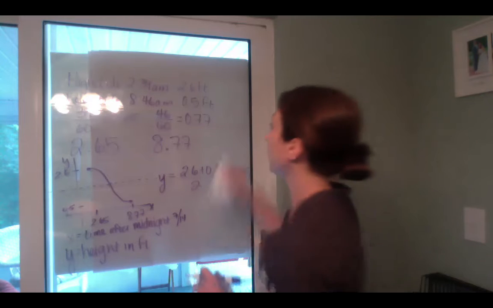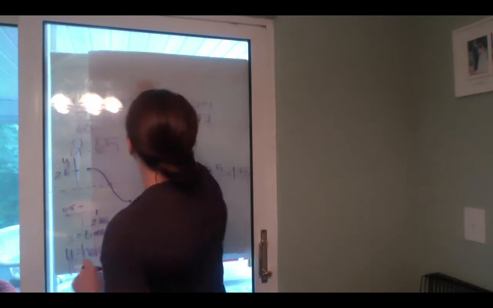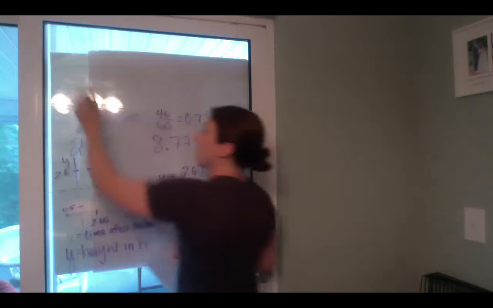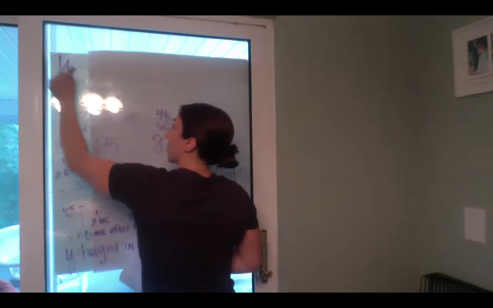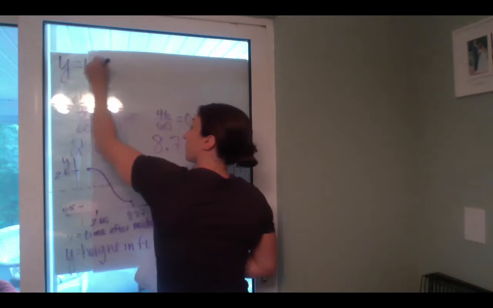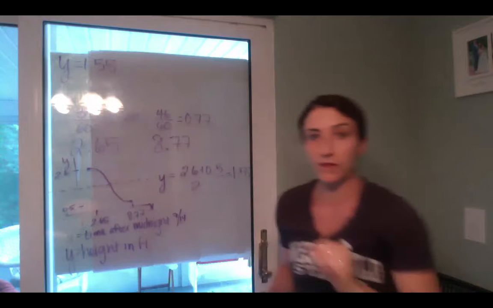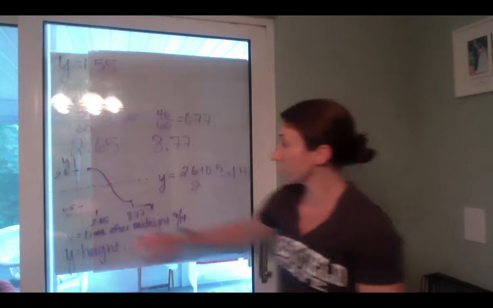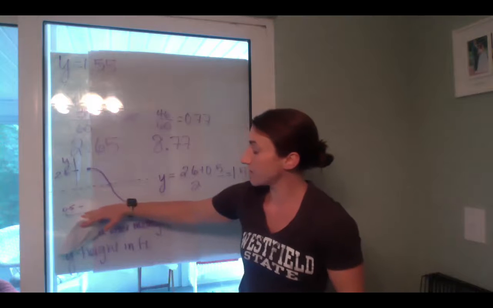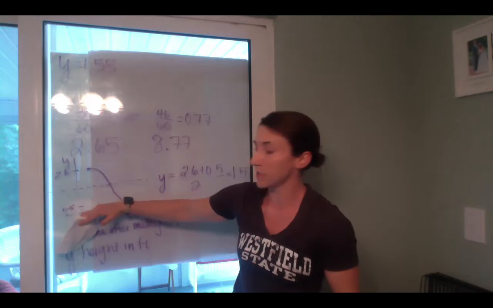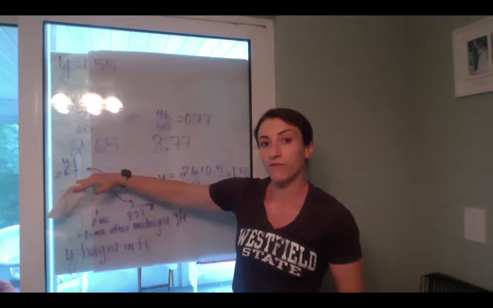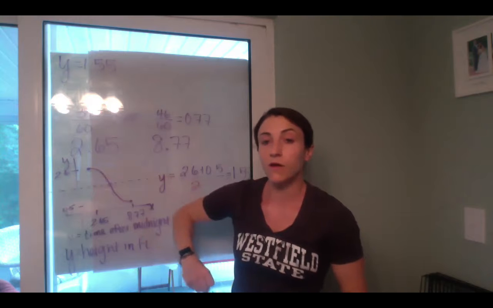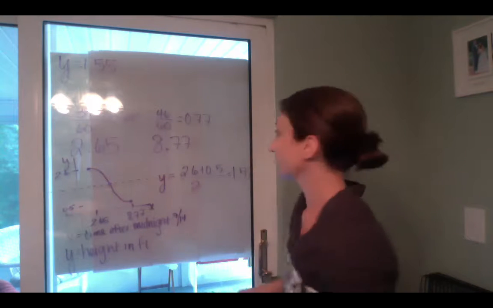So let me erase this up here. I'm going to write that down. y equals 1.55. I'm going to save that for later. Remember, in our parent function, that's normally the x-axis. So what that tells me is that I actually have a translation up 1.55 units. So that will help me with that piece of my function.